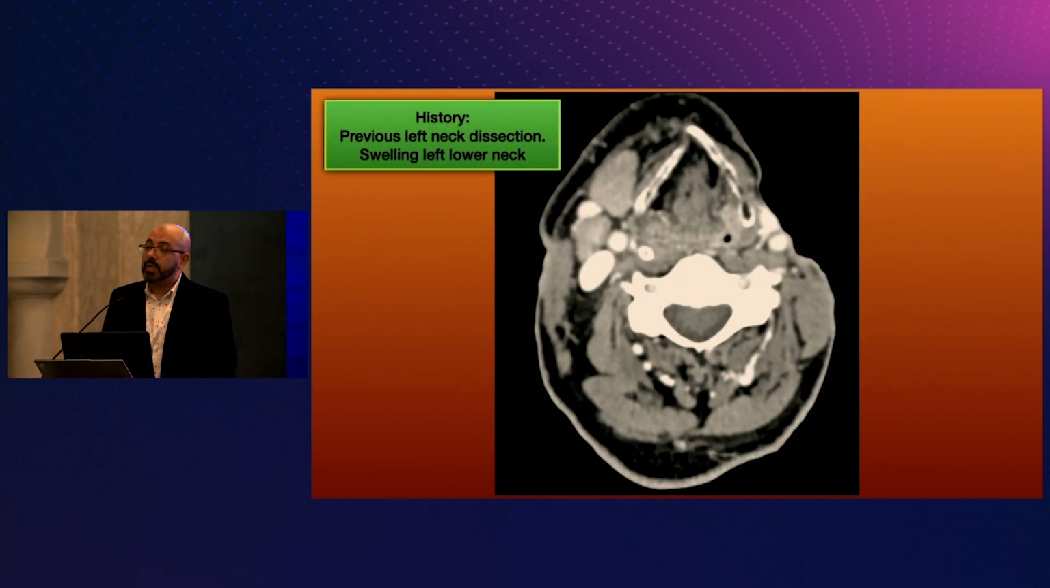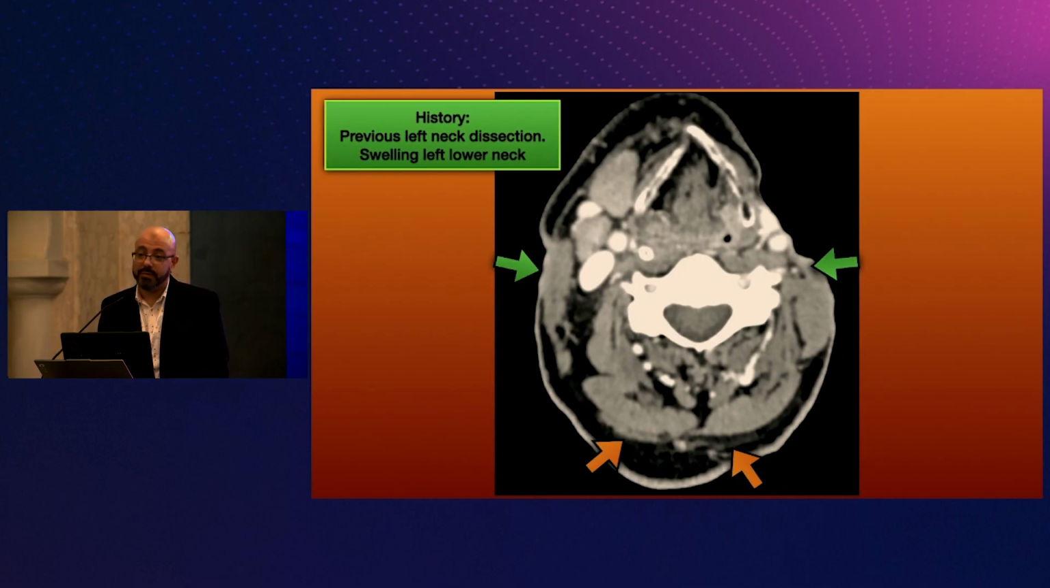And this is something that we see very often actually in post-operative cases. Patient with previous left neck dissection, swelling left lower neck. You can just compare the sternomastoids on both sides. So the left side is way thinner than the right side. And if you look at the trapezius as well, the left trapezius is now completely fatty, right?